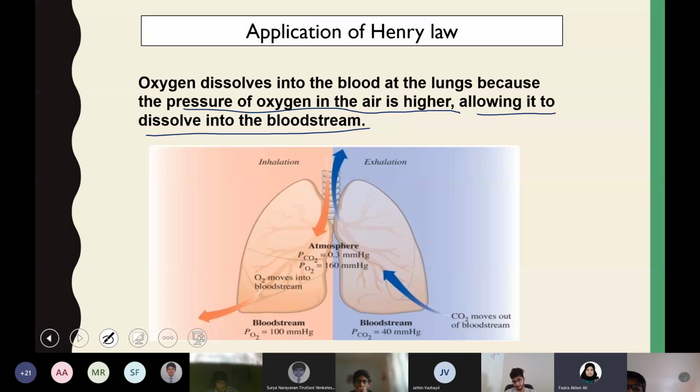And when it reaches the tissue or cell where the oxygen is required, you know that inside a cell or a tissue, the pressure of oxygen is very, very less. So what happens? This dissolved oxygen comes back to the gaseous state. It becomes less soluble and comes back to the gaseous state. That is what is happening: release of oxygen inside the tissue or cells where the oxygen is required.